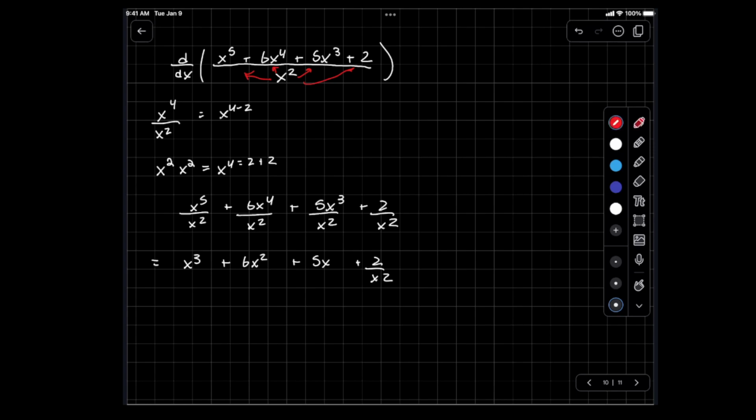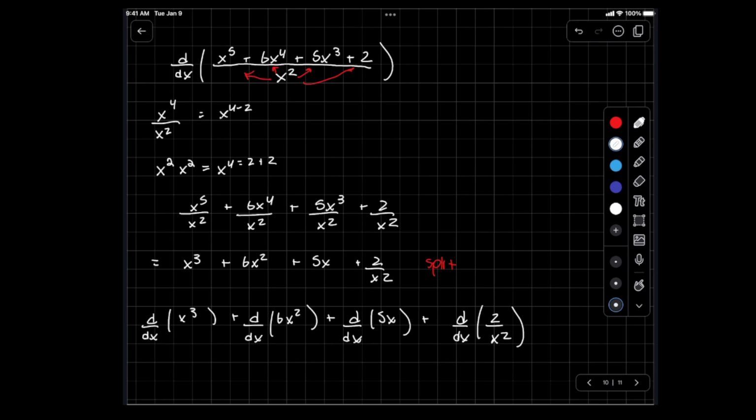And now we're going to run on step 3, like I said before. Now we're going to split it up into different derivatives: d over dx of x cubed, plus d over dx of 6x squared, plus d over dx of 5x, plus d over dx of 2 over x squared. Sweet. In this one we have n equals 3. This one is n equals 2. This one is n equals 1. And this one is n equals negative 2. Remember, we can move this to the top if we want, but we'll leave it on the bottom.